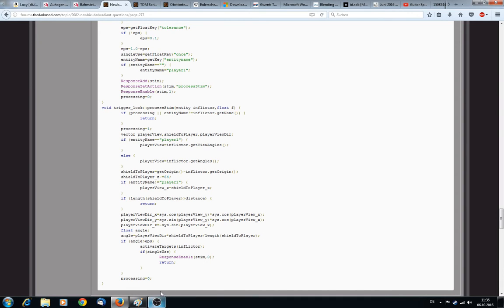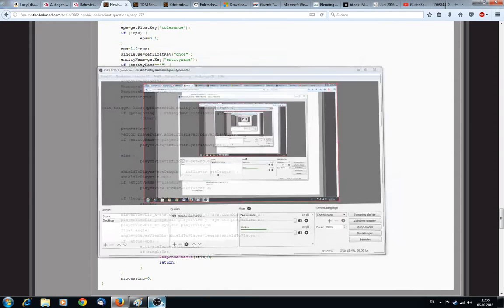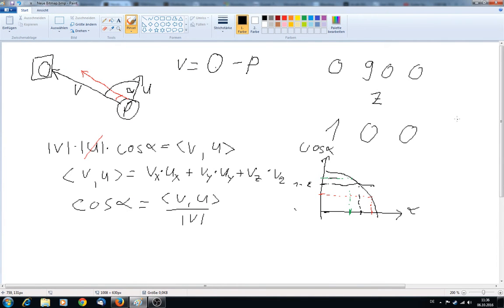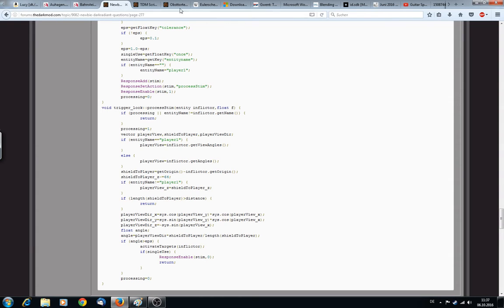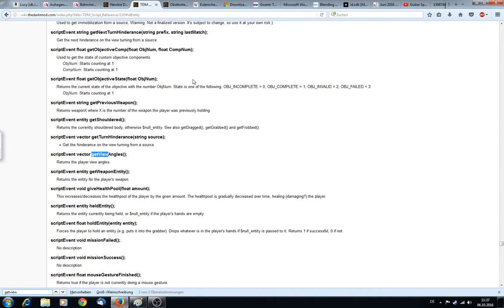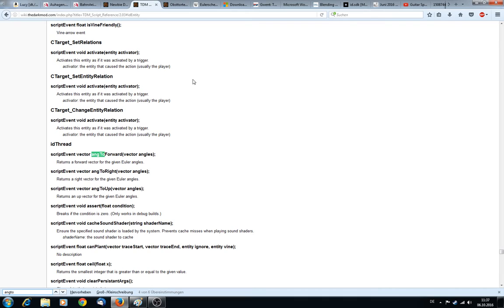The important part is actually this stuff here. This is the important part. This math which is going on here, which we use to calculate the direction. I think there's also a script function, sorry, which should roughly do the same.